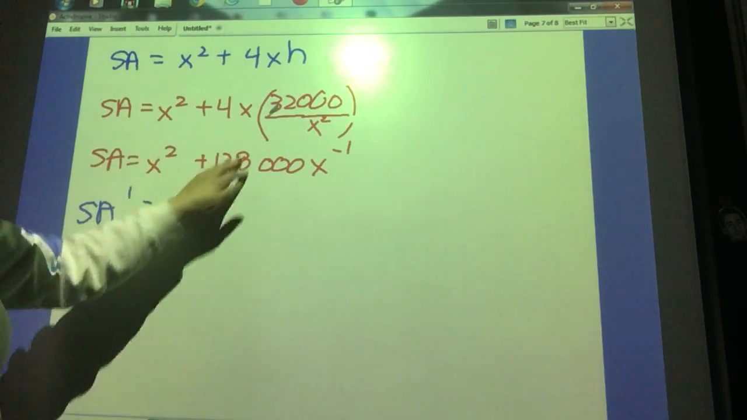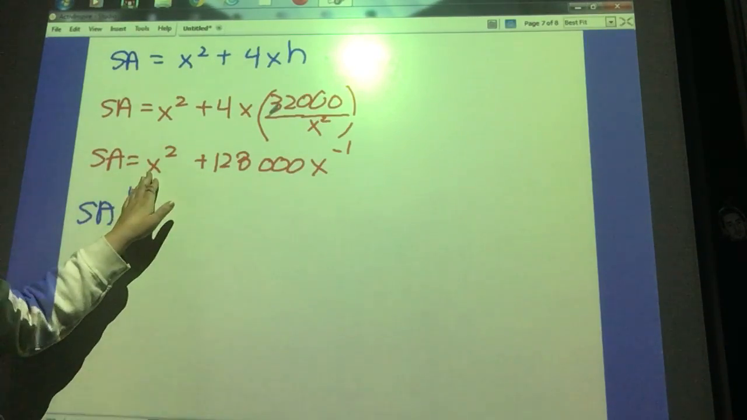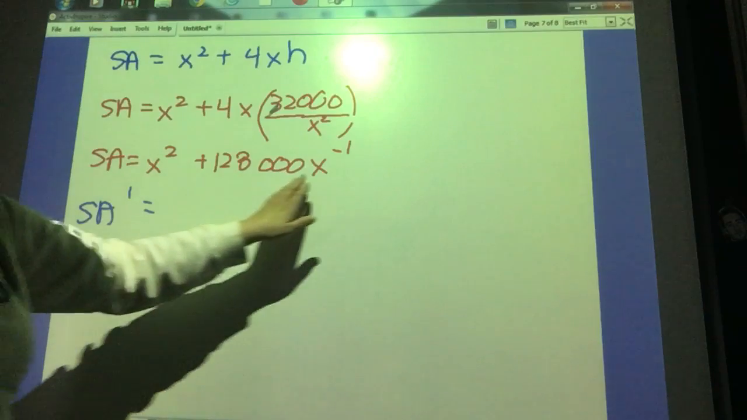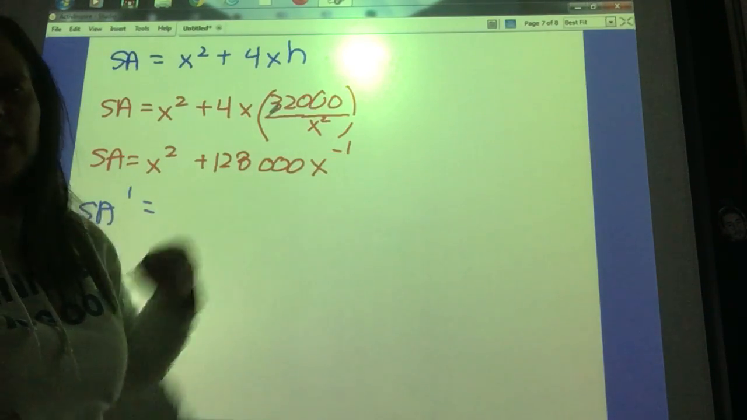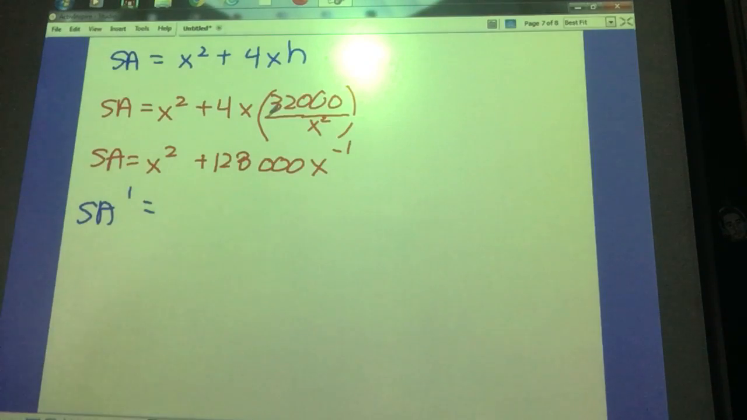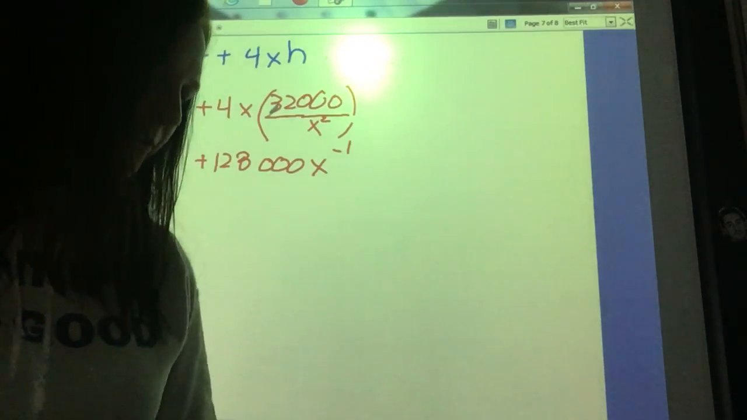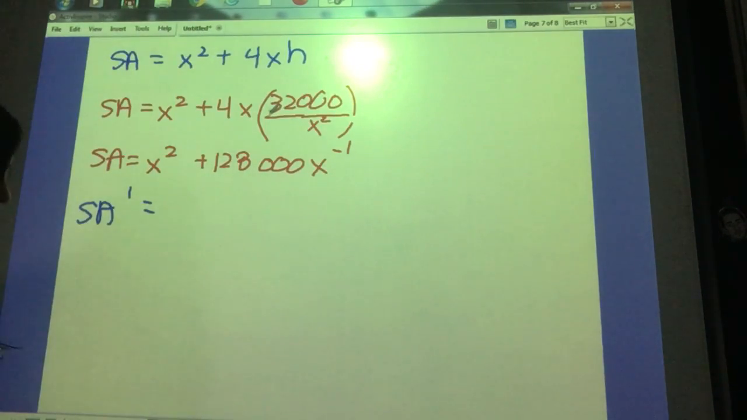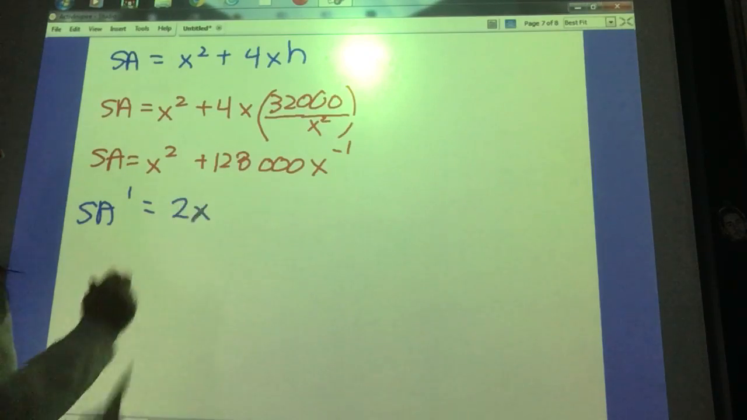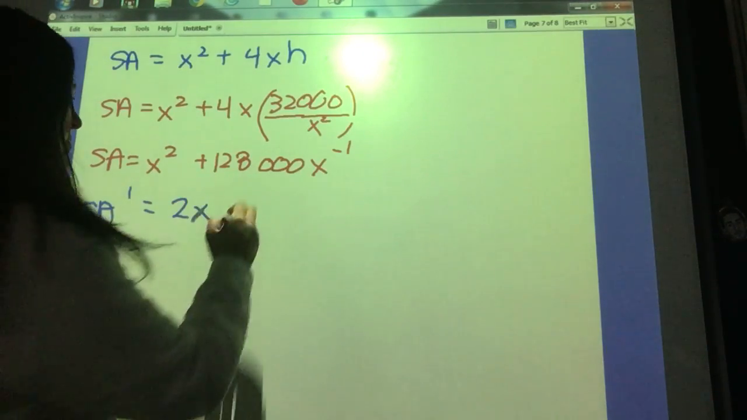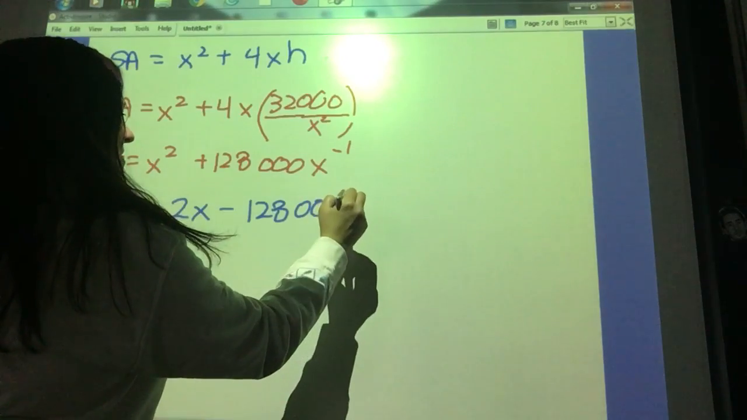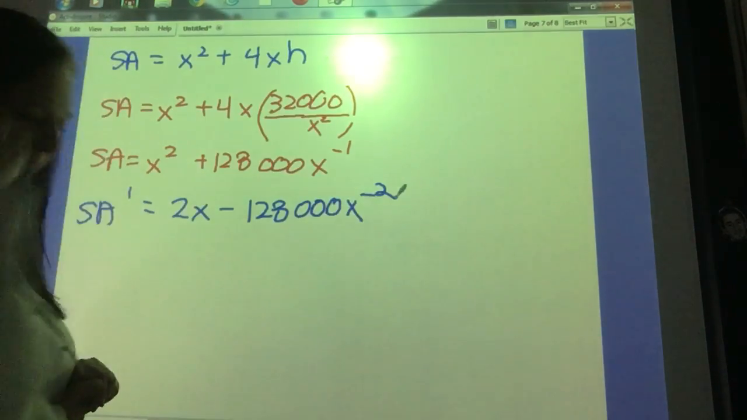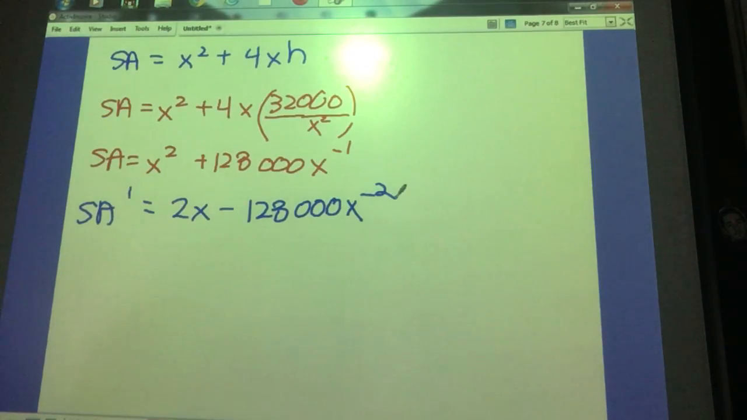Again, I cleaned it up a little bit, so our surface area ends up being x squared plus 128,000 times x to the power of -1. If you kept it over x, that's fine, but I just find it's easier to have that for the next step when we get the first derivative. So the first derivative of this, x squared, is just 2x. Again, the derivative rules, we bring that down in front. So the right amount of zeros, good. Okay, so that's our first derivative.